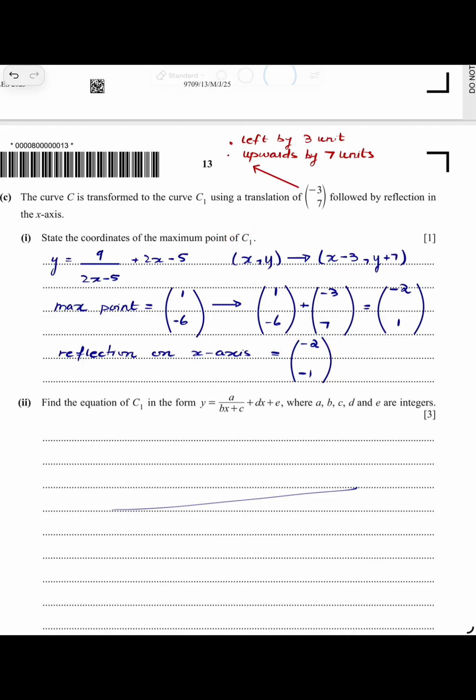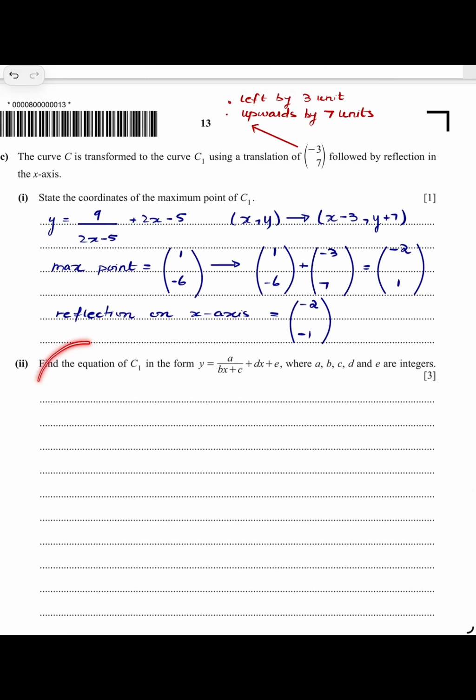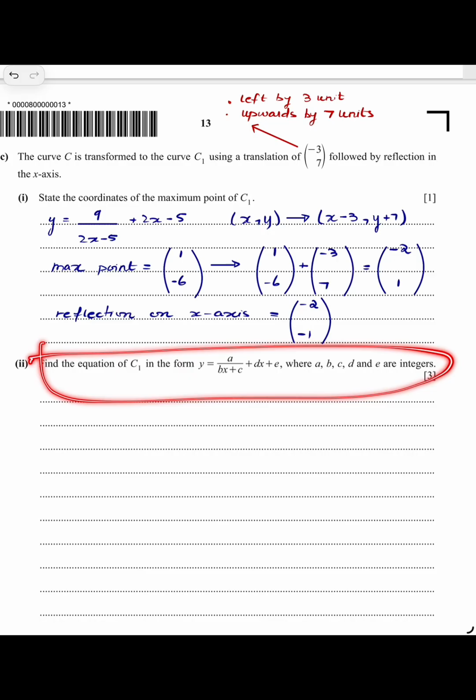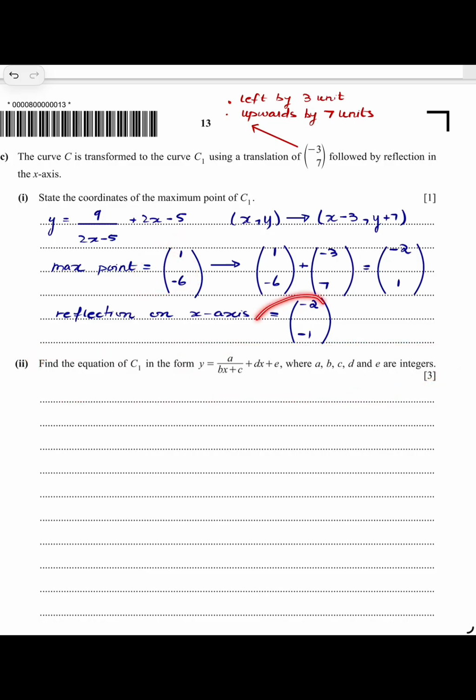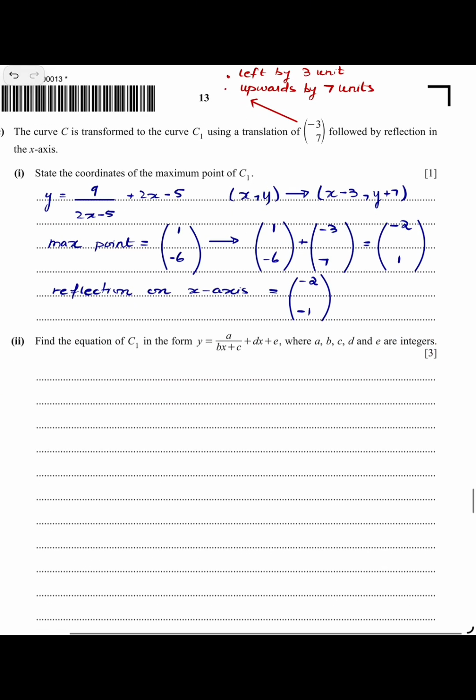Okay, next, find the equation. They should have actually asked this question first, because if I knew this equation I could have just plugged in the value and I would have found out this as well. So maybe they should have asked this part first. Anyhow, I'm no one to judge. Okay, so let's do this.